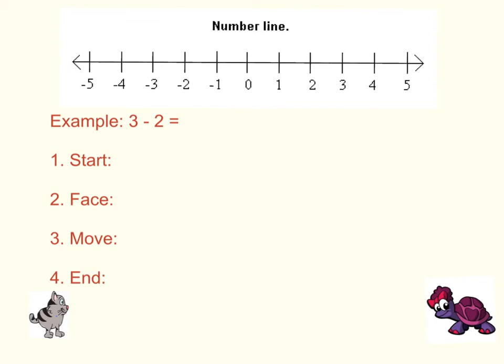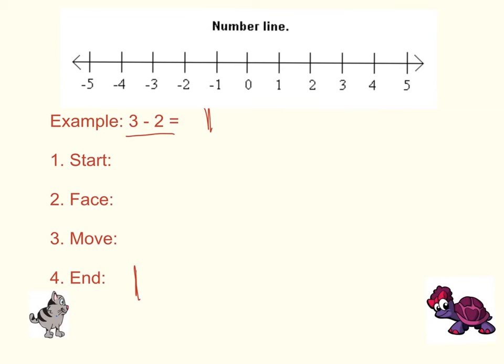Okay, so just like our first addition example, we want to start with a subtraction problem that we already know the answer to, so it helps us make connections. So we have the problem here, 3 take away 2, or 3 minus 2. We know already the answer is 1. Okay, so we know we should end on 1. Those are things we already know. Let's practice moving on the number line to get to 1.